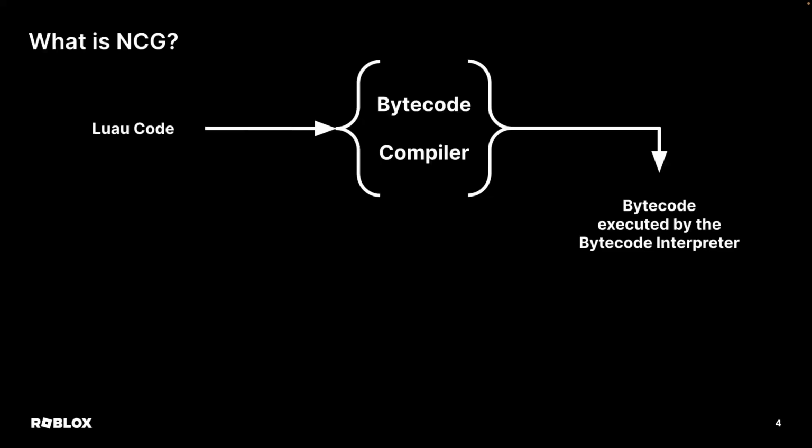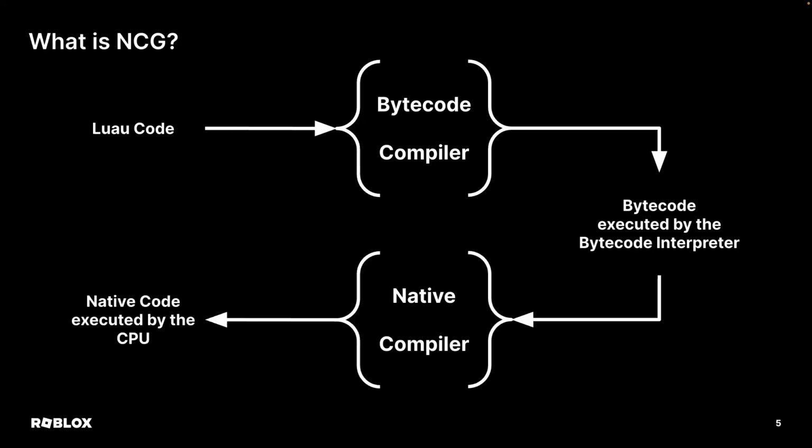So what is NCG? When you run a Roblox experience, your Luau code is compiled from source to bytecode by a bytecode compiler. This bytecode is executed by a bytecode interpreter. With NCG, we introduce another compilation step that converts this bytecode to native code, which is executed directly by your CPU. This eliminates the overhead of the bytecode interpreter and introduces opportunities for deeper optimizations and faster code execution. So let's look at NCG in action with a Roblox experience.